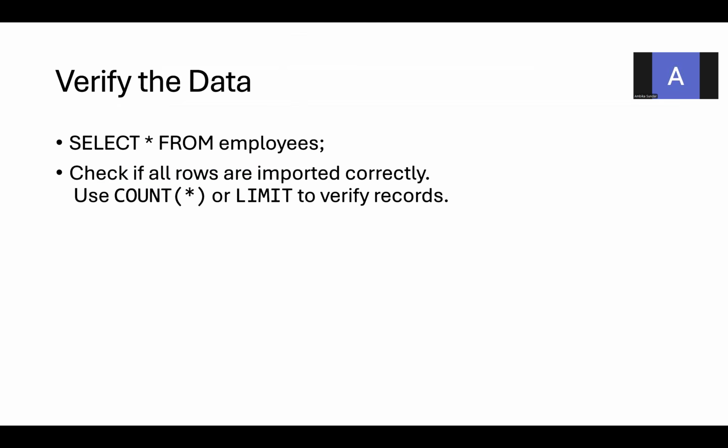Now verify the data. Once the data is loaded from the CSV file into the Snowflake data warehouse as a table, use the command select star from employees to see how many records have been loaded. Check if all the rows are imported correctly. Use count of star or limit to verify the records. So basically you use select count of star from employees. It will show the number of rows in the Snowflake table. The same rows you can cross verify manually in the CSV file as well.